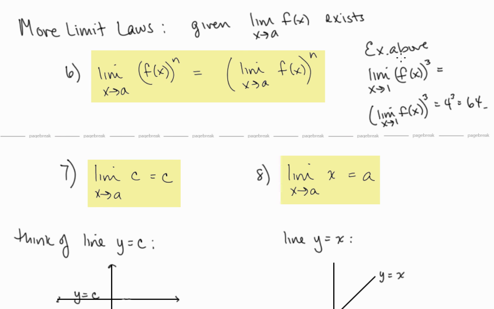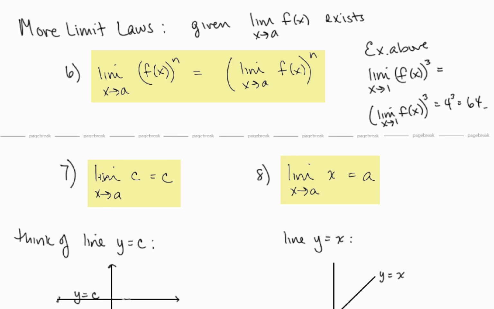So in the example we had above, we know that the limit as x goes to 1 of f of x is equal to 4. If we want to find the limit as x goes to 1 of f of x to the third power, we could push that limit inside the parentheses there. And so this is 4 to the third power, or 64.